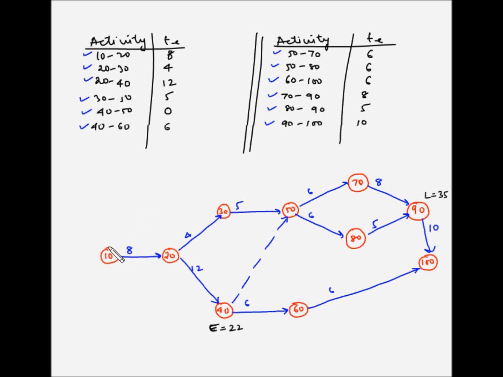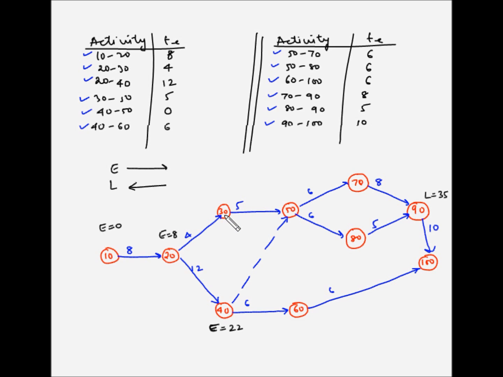So let's start with event number 10. For earliest occurrence, we'll do the forward pass, and for the latest occurrence, we'll do the backward pass. Now event number 10 can start on the 0th instance, so we'll say e is equal to 0. Now for event number 20, the earliest this can occur is after activity 10 to 20 has been completed. Now activity 10 to 20 can start at the earliest at the 0th instance, and it takes 8 days to complete the activity. So the earliest event 20 can start is 8 plus 0, which is 8. So e is equal to 8.